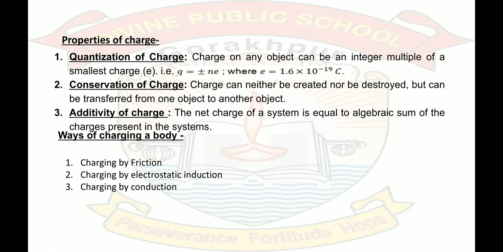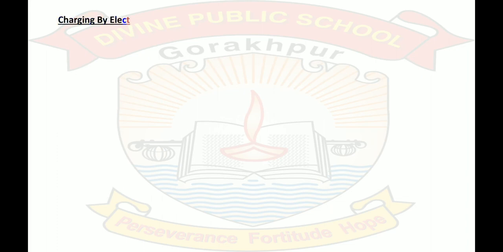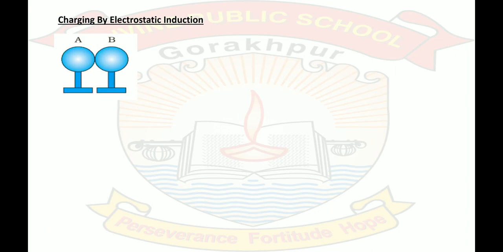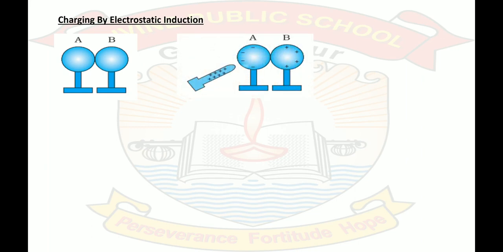Now we have to understand charging by electrostatic induction. Let us see what that is. Suppose we have two bodies, A and B. Sphere A and sphere B are both metallic, but they are on insulating stands. Now we use this method, charging by electrostatic induction. We bring a positively charged body near sphere A. A and B are conducting spheres, but their stands are insulators.